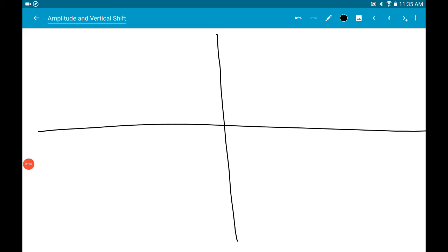Alright guys, in my last video I talked about the amplitude of a trig function, and this one I'm going to talk about the vertical shift. And so let's just jump right into it.